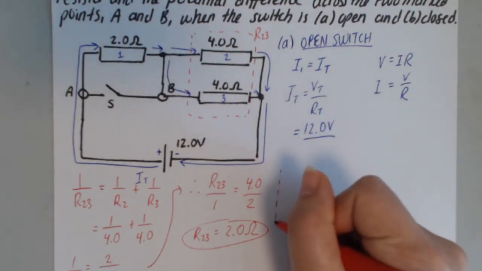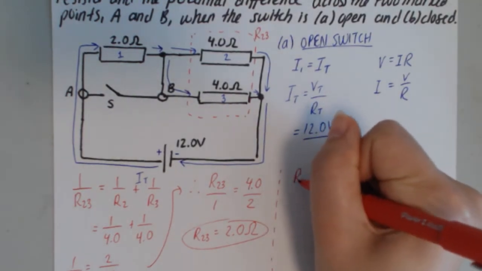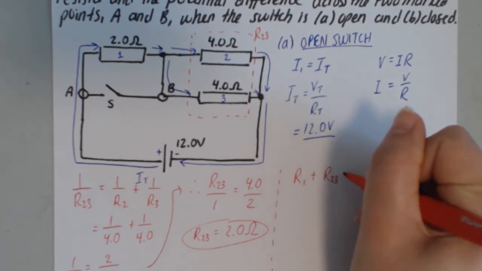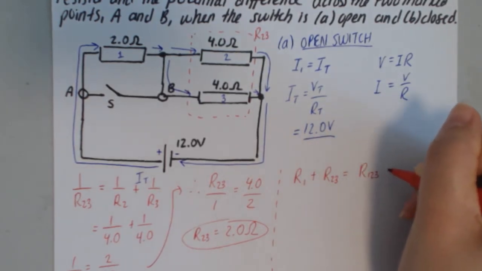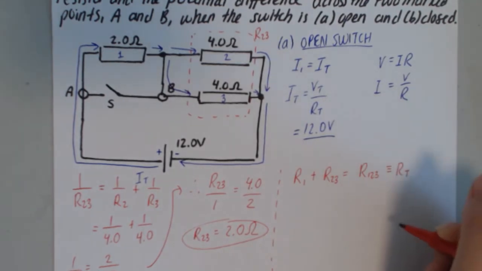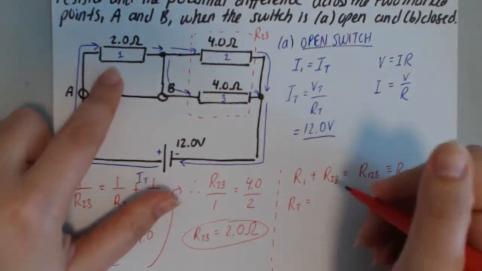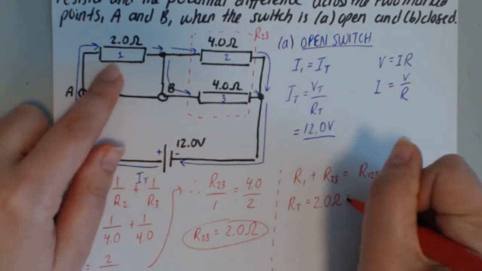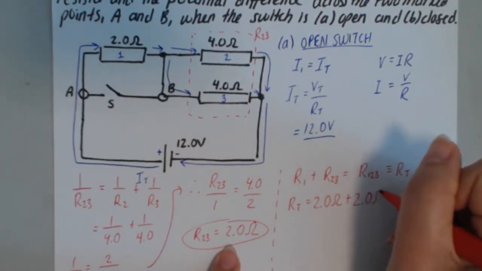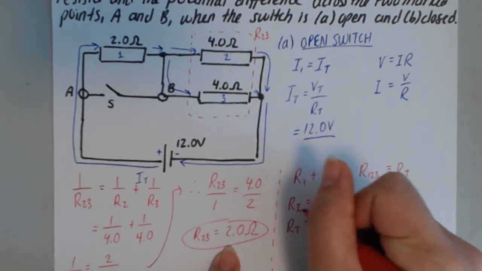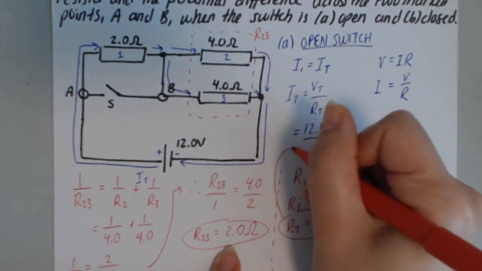So if we take R1 and we add R23, we'll have R123, also known as the total resistance. All right, so RT is equal to R1, which is 2 ohms, plus R23, which is 2 ohms. So the total resistance in the circuit, or the equivalent resistance, is 4 ohms. So we're going to plug that in over here.